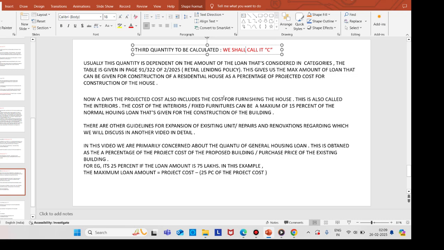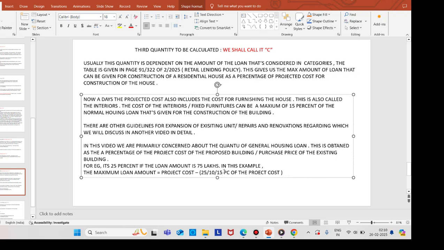So whenever we are arriving at this quantity C, which depends upon the quantum of the project cost, we will have to consider the margin of the customer, and only then finance the other part. The formula applied here is simply: maximum loan amount that can be given is project cost minus 25% of the project cost. That 25% can also be 10% or 15%, depending upon the project cost. So we will simply be applying this formula.